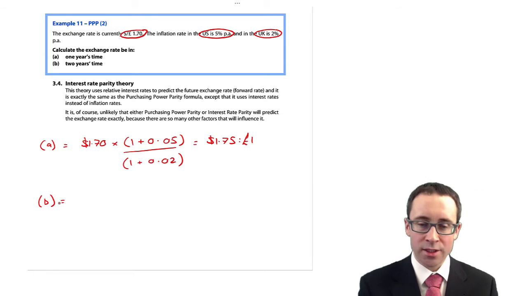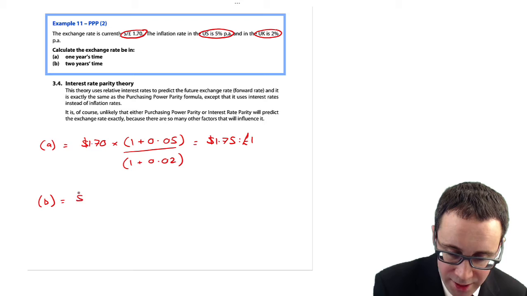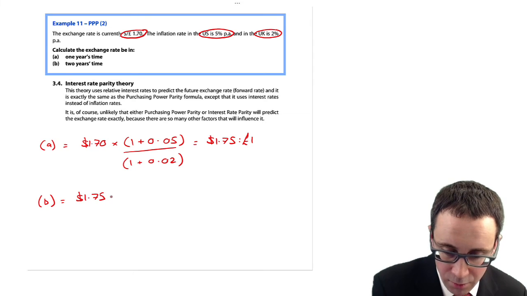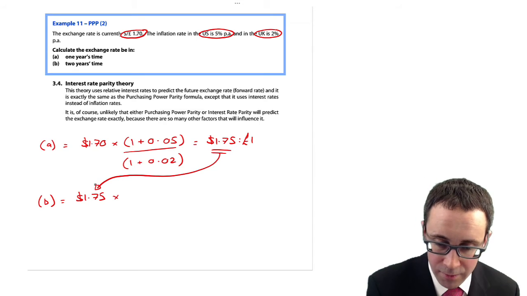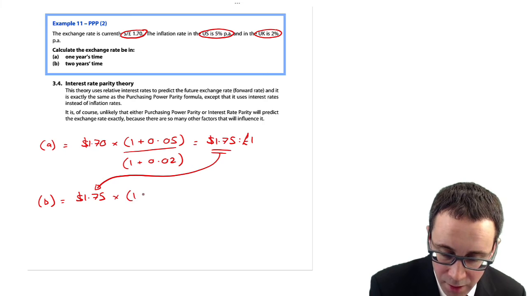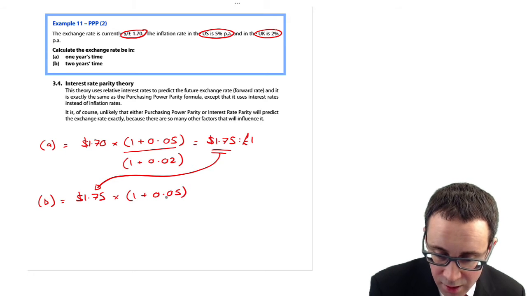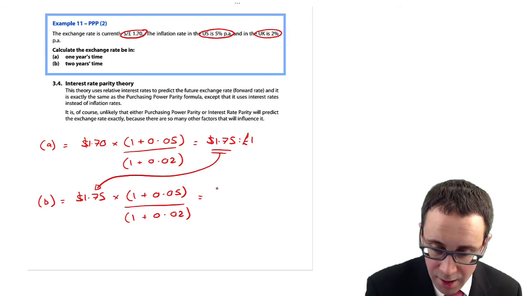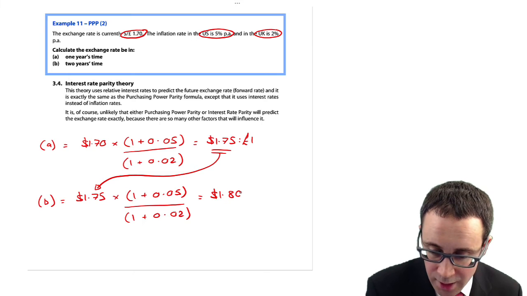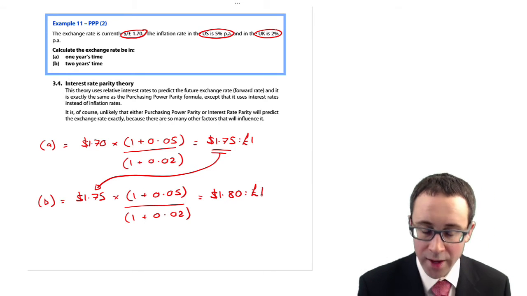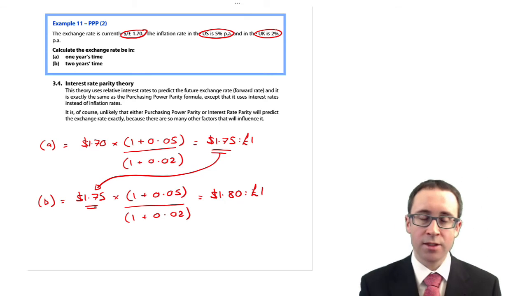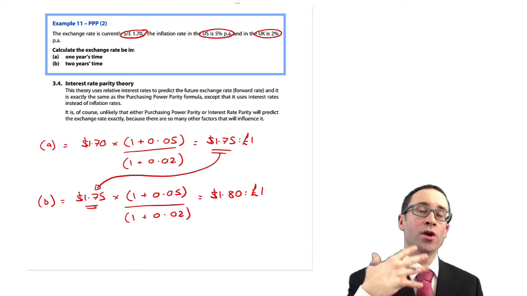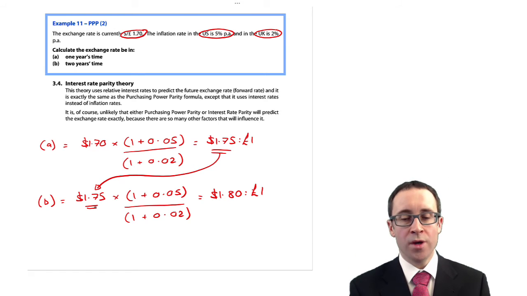it wants it in 2 years' time, so we need to take the rate in 1 year's time, which is 1.75, which we've calculated here, and then multiply it by 1 plus 0.05 divided by 1 plus 0.02. Rounded to 2 decimal places, that gives $1.8 to the pound. Okay, so be careful. For 2 years, you need to work out the exchange rate in a year, and then use the 1 year rate to then work out the 2 year rate.